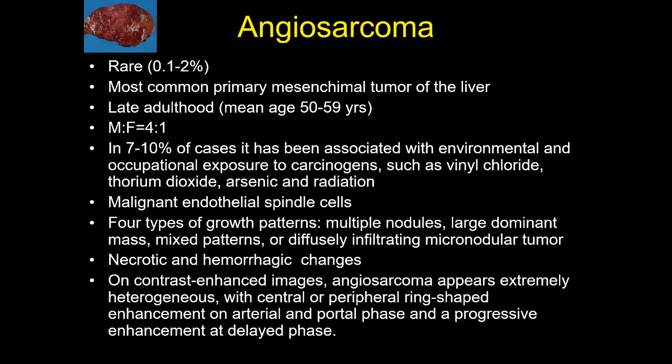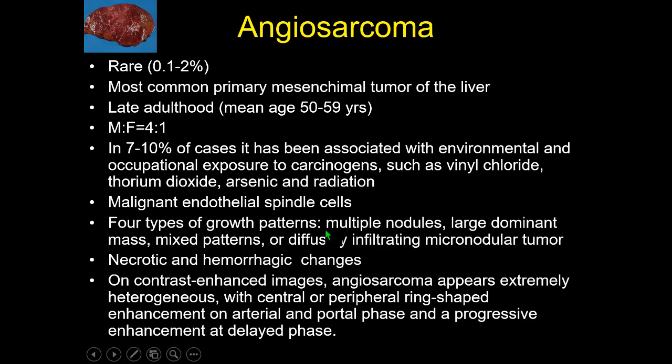The other lesion in the vascular group, which is important, is the angiosarcoma. It is the most common primary mesenchymal tumor of the liver. Usually it is mostly male in late adulthood, about 50 to 60 years old. In about 10% of the cases, we can find a cause: exposure to some chemicals, which can be the cause of the onset of this tumor.